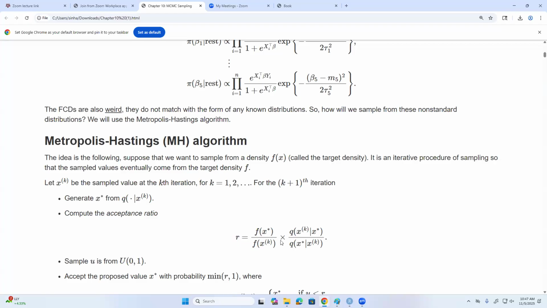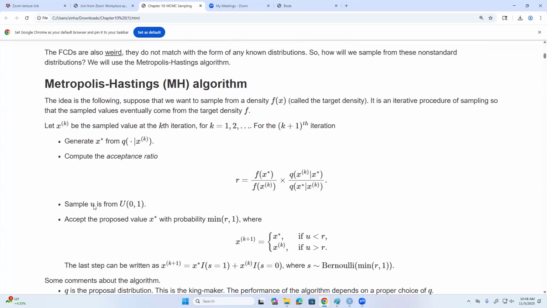What is that? This is defined as follows. This is the ratio of the target density evaluated at the newly proposed value to its old value, multiplied by the ratio of Q evaluated at Xk to X star. So this is the acceptance probability calculated.